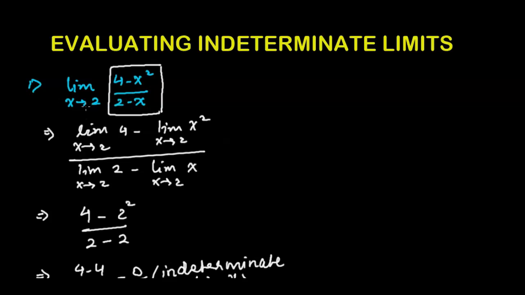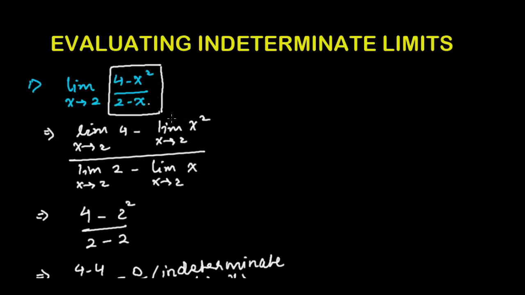In other words, when we substitute x equal to 2 in this function, we get 0 over 0. But if we rewrite this function in another equivalent form and then substitute x equal to 2 in there, we get a different answer. And that answer will be the limit for this function as well.